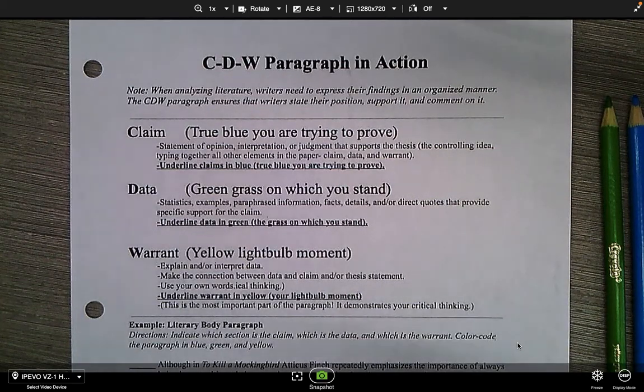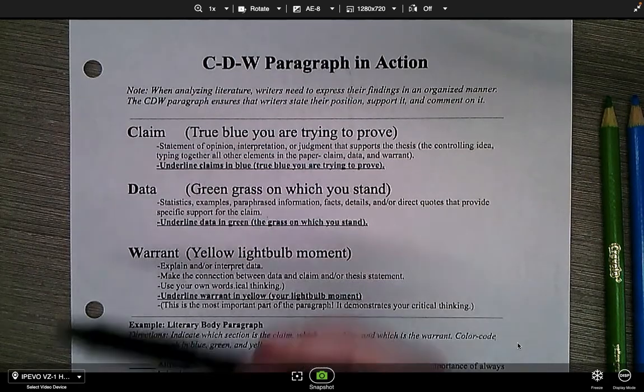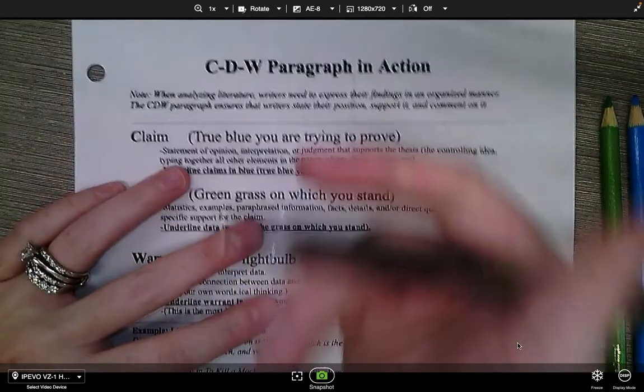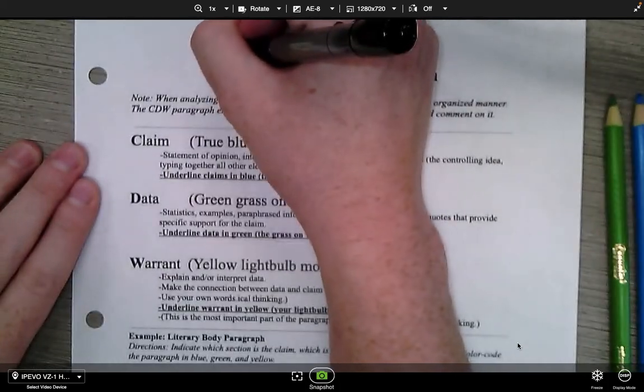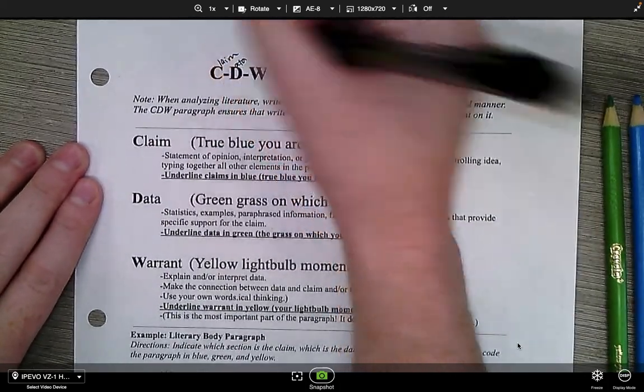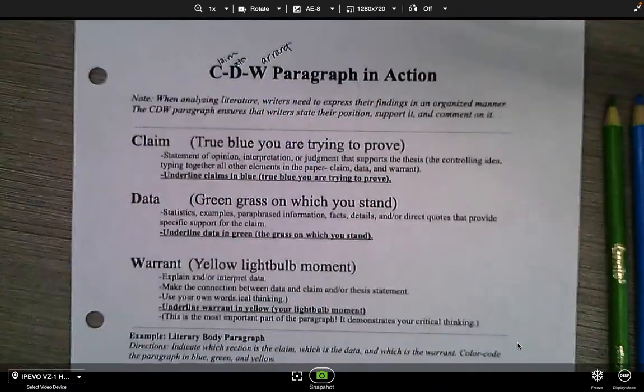This one lesson is the most important: the claim, data, warrant paragraph. So see where it says CDW paragraph in action? Above the C, what does the C stand for? Claim, the D, data, and the W, warrant. All right, so go ahead and just fill that in.